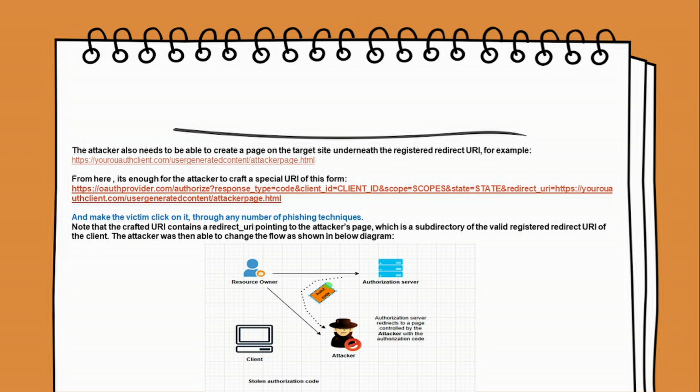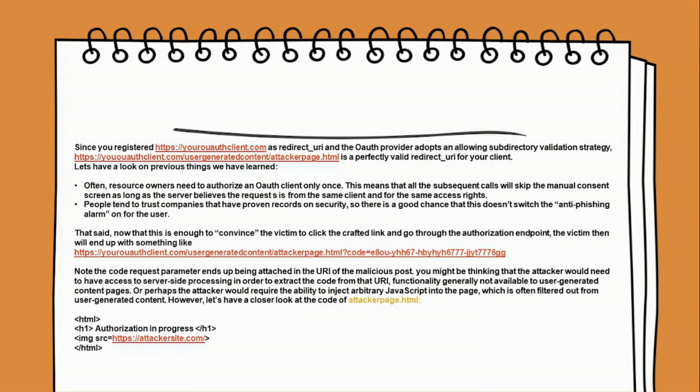The attacker was then able to change the flow as shown in the below diagram, you can see. So it seems that the request will go through the resource owner's browser to the authorization server, and the authorization server will issue a code to the attacker here, not to the client, right? Because by just putting that address in the redirect URI, it's going to get the authorization code to the attacker side, not to the client. Okay. So in this way, there is a chance of the authorization code being stolen.